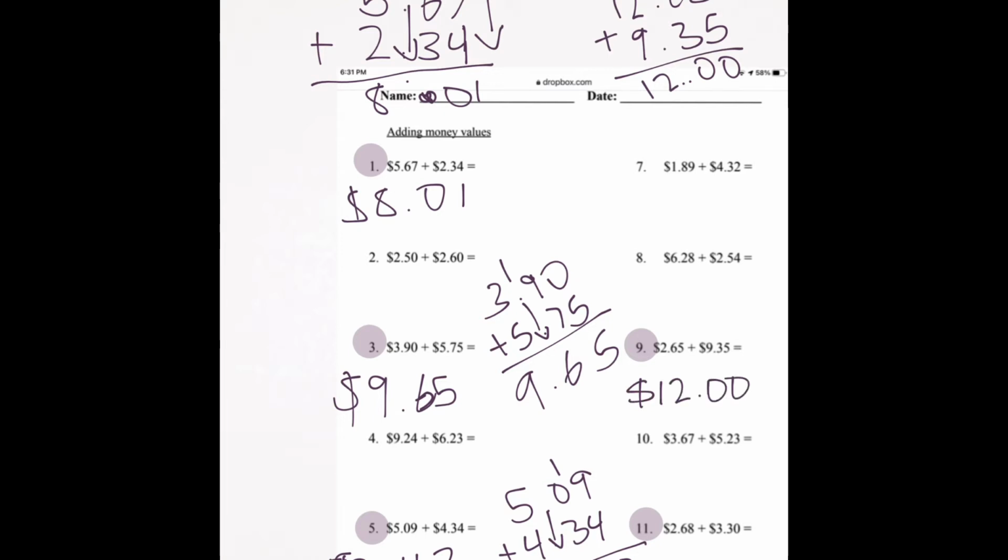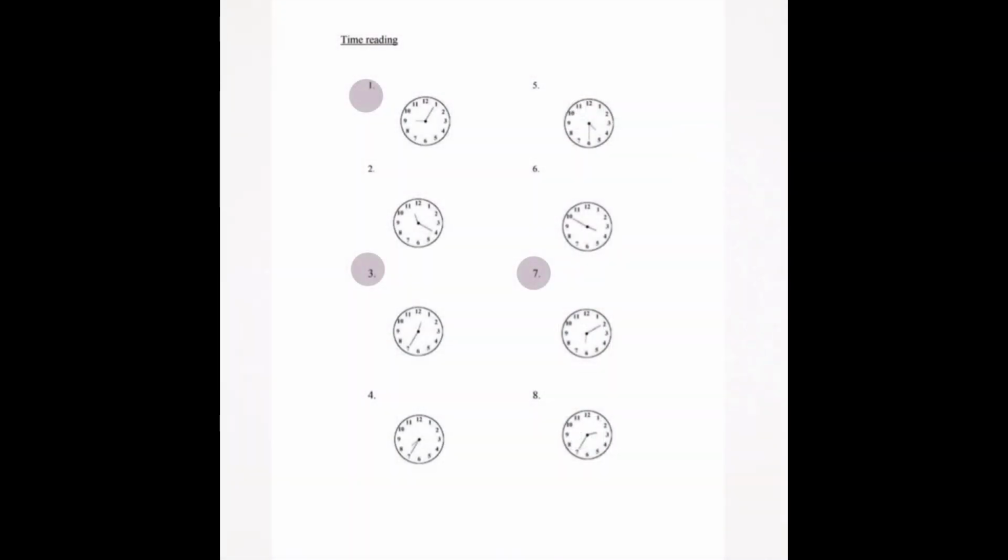Okay, the last one is 11, and I'm going to do it right here. $2.68 plus $3.30. This one is 8, 9, bring down the decimal, 5. So this one's going to be $5.98.